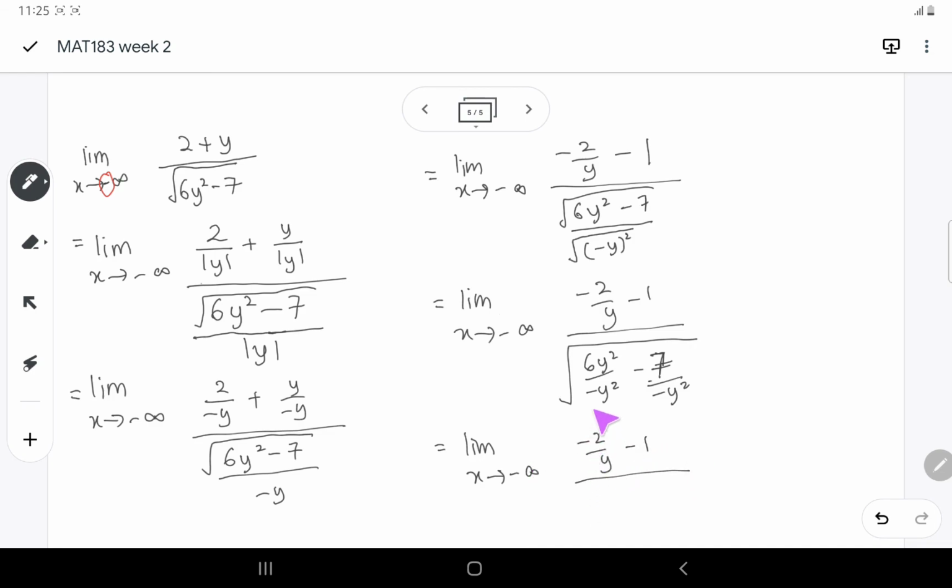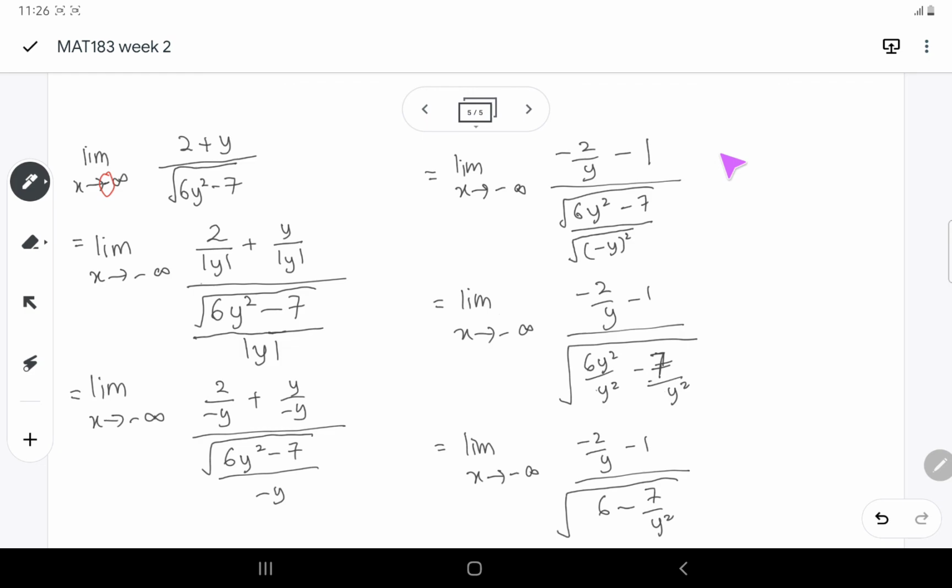Then we simplify. Okay, dekat sini akan jadi negative 6. Ini akan jadi plus 7 divided by y square, square root. Sorry, saya ada tersalah sikit. Okay, dekat sini, negative y bila square, negative y darab negative y, kan, negatif negatif darab dua kali dia akan jadi positif. So, kat sini positif, sini positif, sini pun positif, sebab negatif y kuasa 2 akan jadi positif y square. So, kat sini akan jadi positif 6, minus.